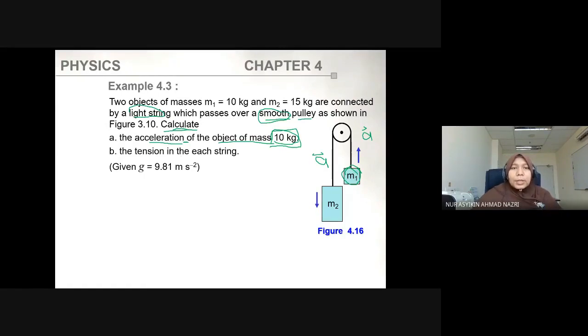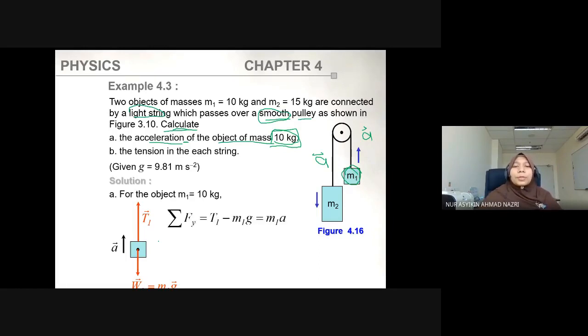Alright, so calculate acceleration. So again, we draw the free body diagram. So for M1, okay, we have this free body diagram. Right, so see the equation. So we get this equation. So from the free body diagram, kita akan transfer. So apa force yang ke bawah? Force yang ke atas akan tolak force yang ke bawah, equatekan dengan M1A because this is under Newton's second law. Alright.